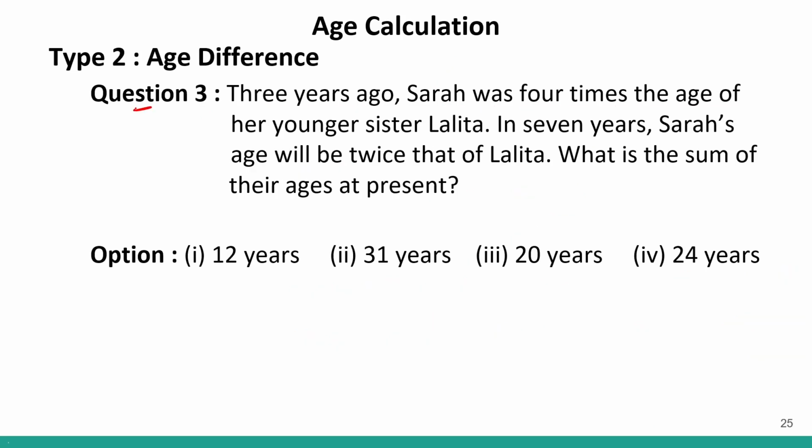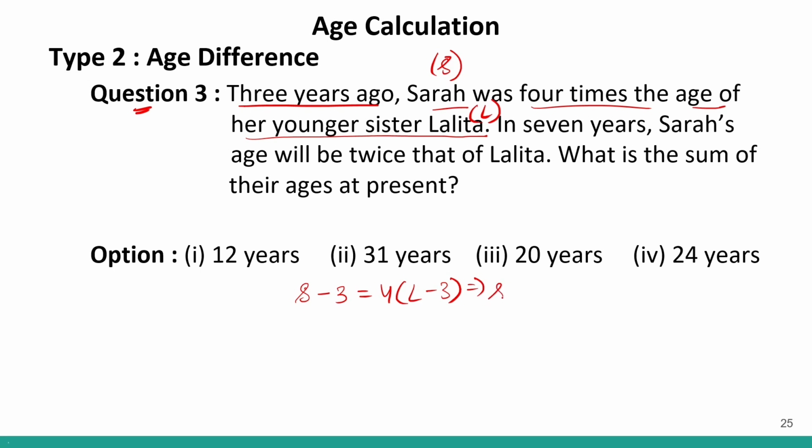Clear? Question number 3. 3 years ago, let's say Sarah's present age is S. 3 years ago, Sarah was 4 times the age of her younger sister Lalita. So let's say the present age of Lalita is L. So 3 years ago, that means S minus 3 was equal to 4 times L minus 3. If I open it, it will be S minus 3 equals 4L minus 12. Correct? And if I take 3 this side, it will be positive. So S will be equal to 4L minus 9.